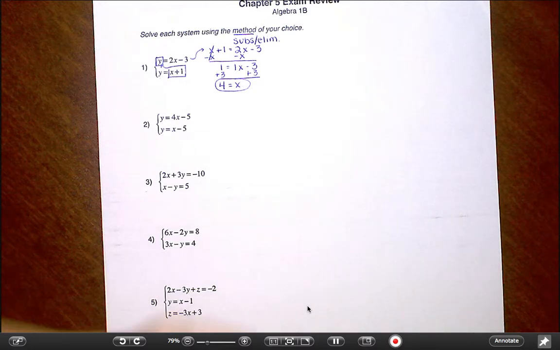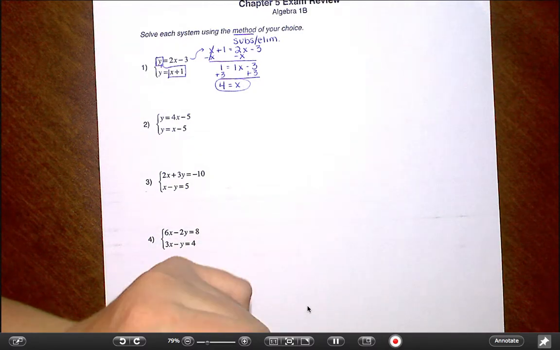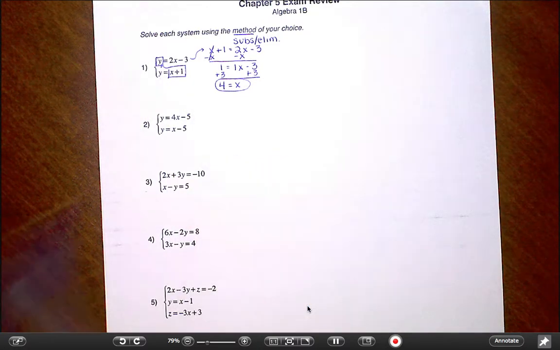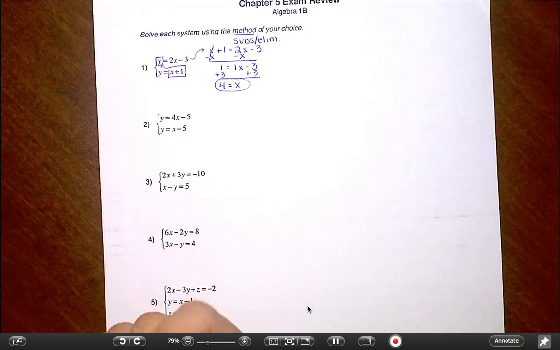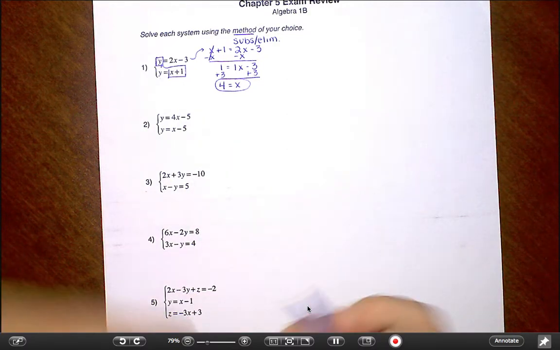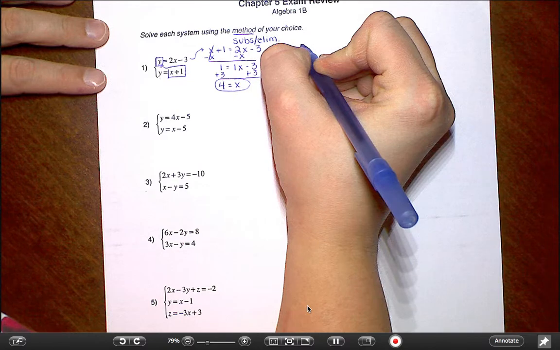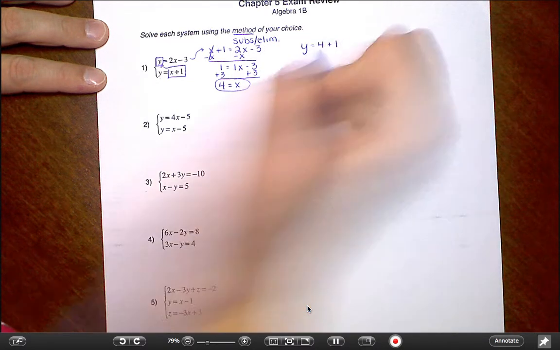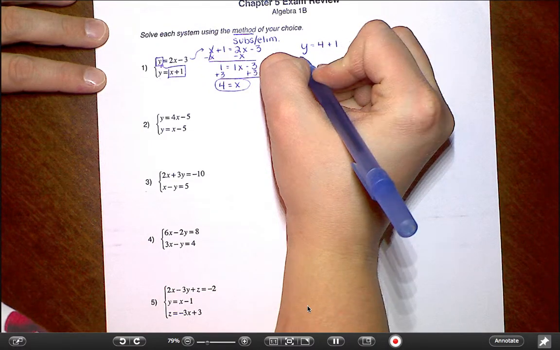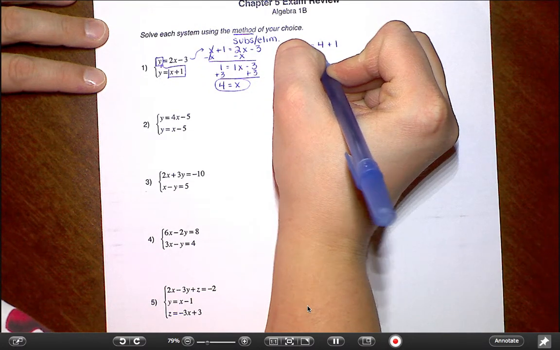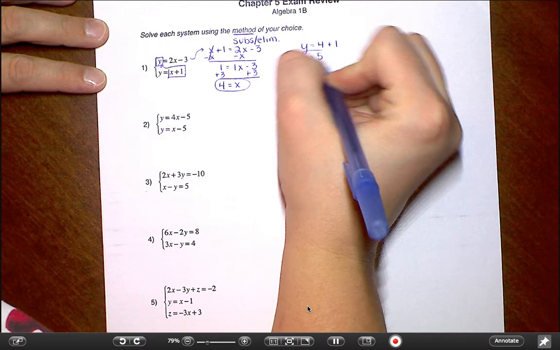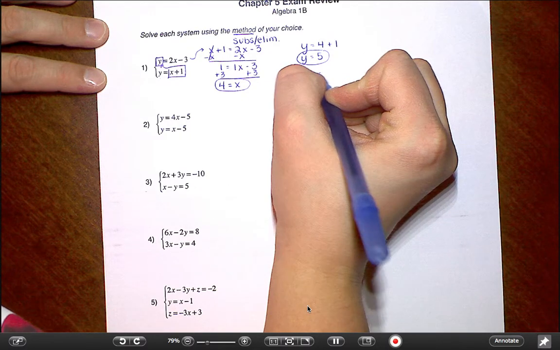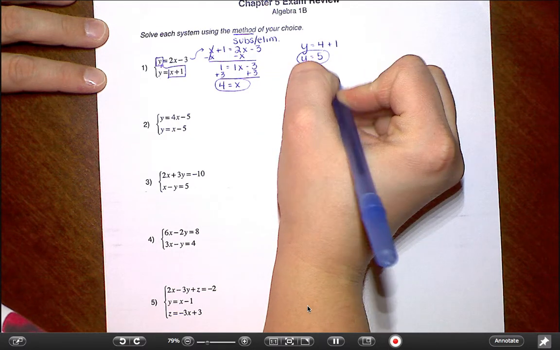Now, I still need to go back and find y. To find y, I'm going to take my x value and plug it into either one of my equations. In this problem, because they're both solved for y, either one of them's fine. I'm going to go with that bottom one just because it looks easier. So y is equal to x plus 1. We just said that x was 4, so 4 plus 1, which means y must equal 5. So my final answer would be the coordinate (4, 5).